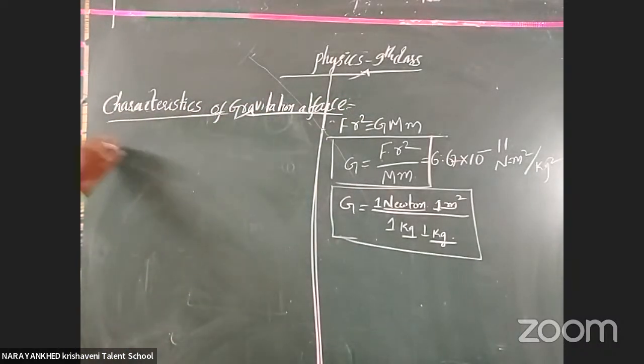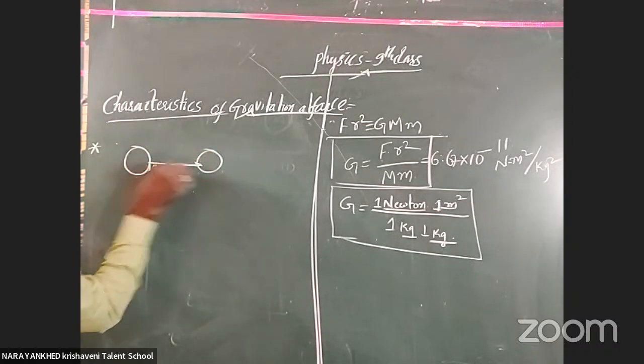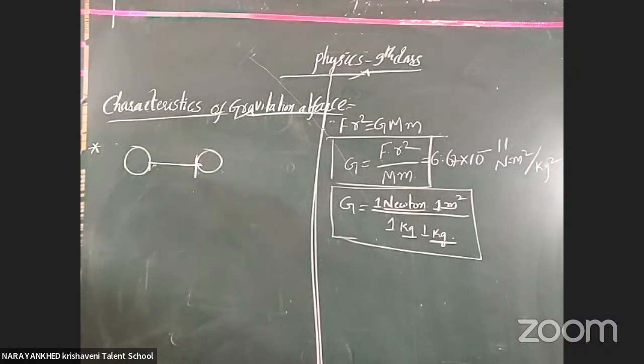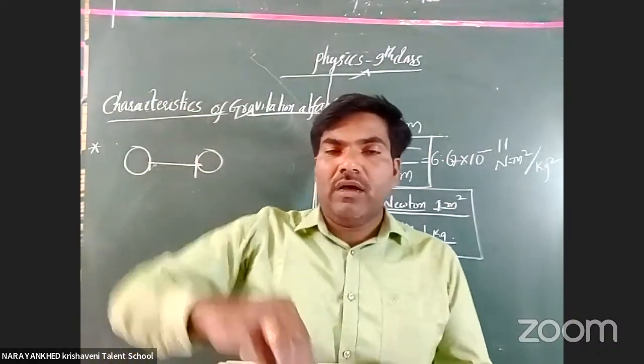Characteristics of gravitational force. First, gravitational force between two bodies or objects does not need any contact. You know this very well. It works by the influence of force over some distance only. Why? Because of this chalk piece.